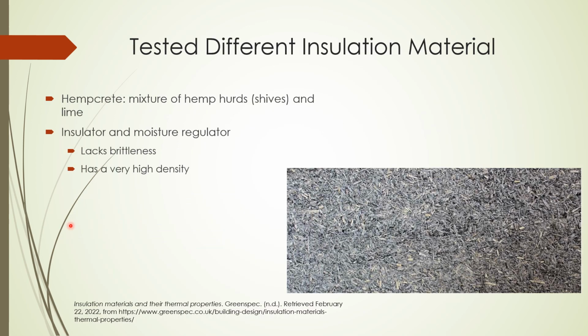And then finally, we tested a different material. We tested hempcrete, which is a mixture of hemp hurds or shives and lime. So it's an insulator and moisture regulator, but a con of this is that it lacks brittleness and is very high density.